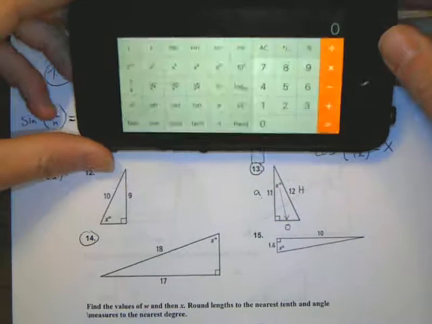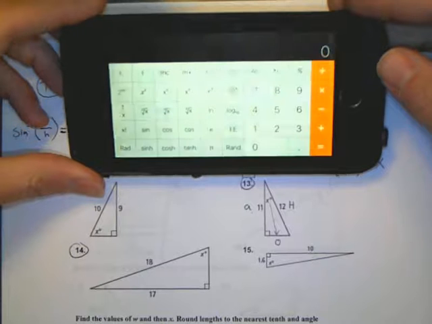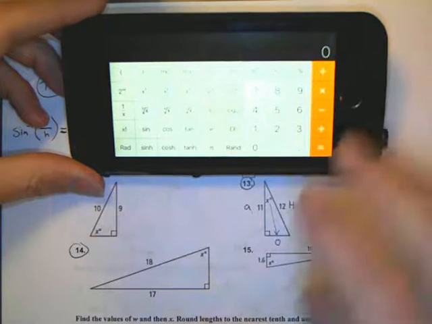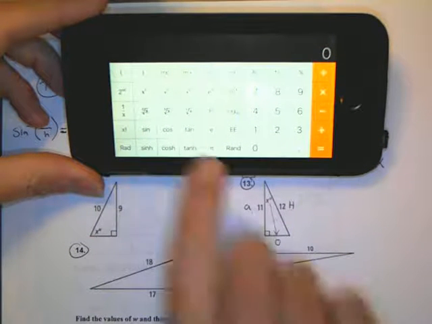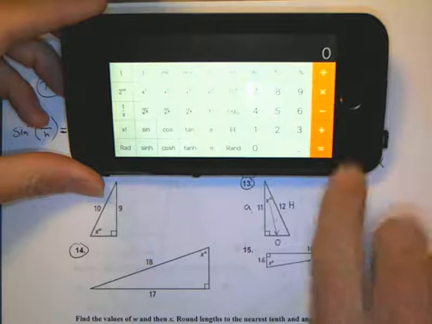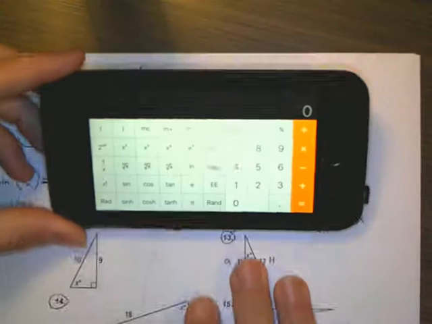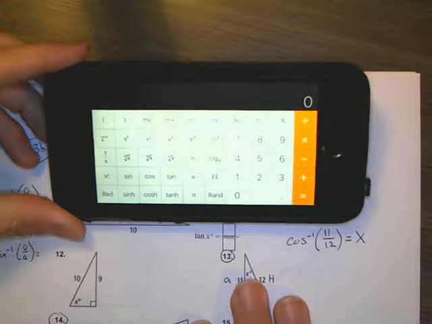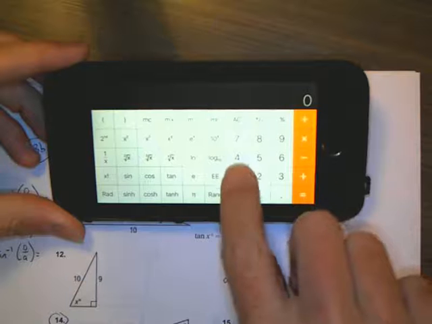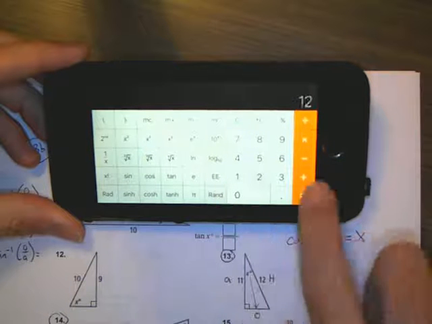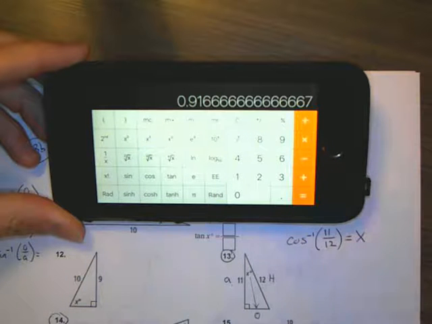And this one's a little different here. It's not really hard. Sorry, it's hard to see with my phone. What you want to do on your calculator is, we know it's 11 over 12. We can do 11 divided by 12 and get a number. Okay, we have 0.916, but that's not my answer. I need to find the inverse cosine of that.